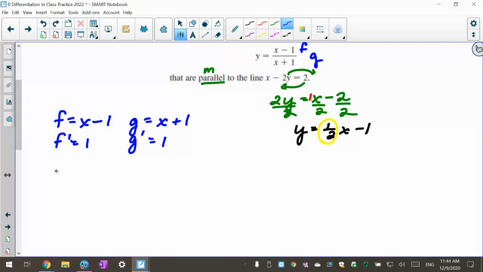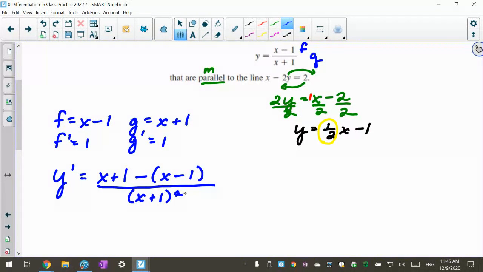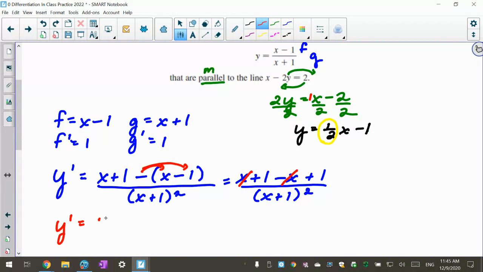So I'm going to put it in there. So y prime, that's what they gave us, is going to be f prime g, so that's x plus 1, minus f g prime. And be careful, if there's a binomial, put it in parentheses because, especially with the quotient rule, you have that negative, all over g squared. So I have x plus 1 minus (x minus 1) all over g squared. All I did was distribute that negative 1 and change the signs there. Then I see my x's cancel out, so I really have y prime is 2 over (x plus 1) squared.